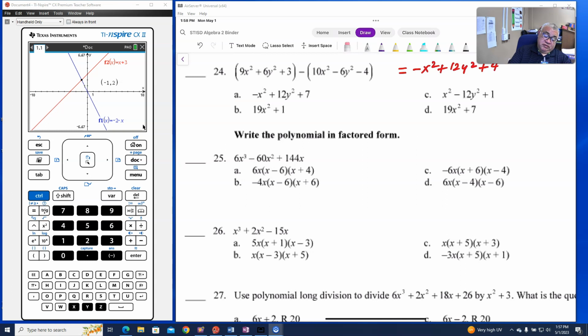Plus 3, which gives you 7. So it's negative x squared plus 12y squared plus 7. So your answer is 8.